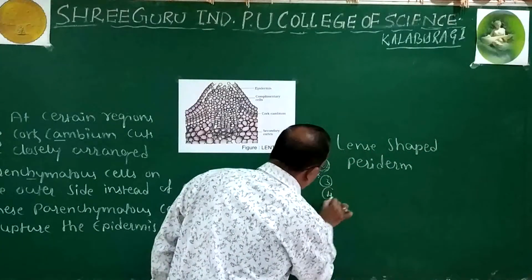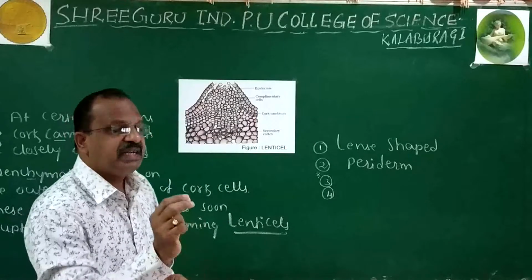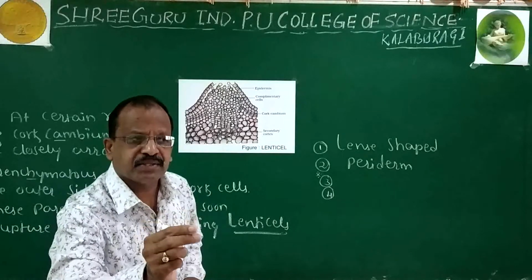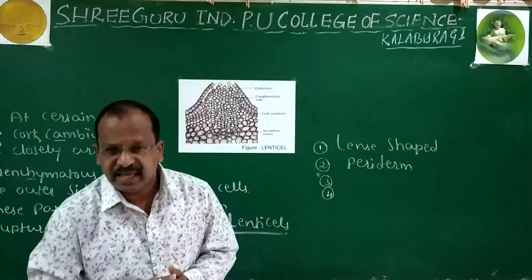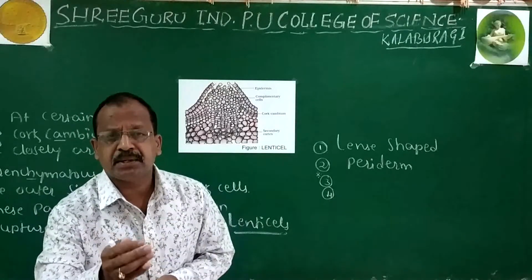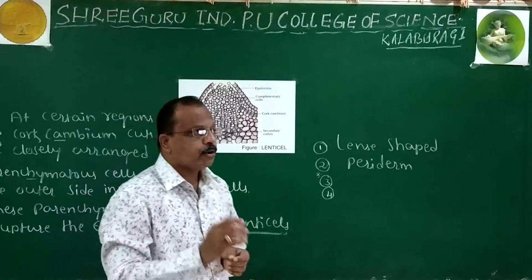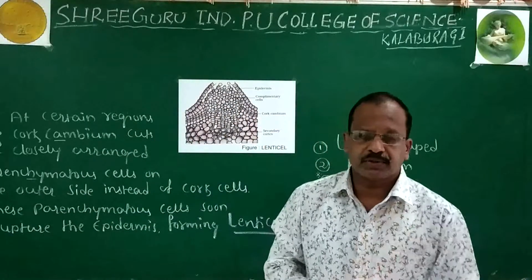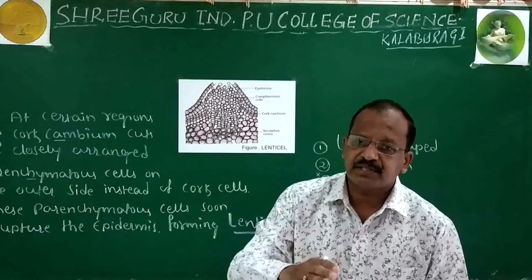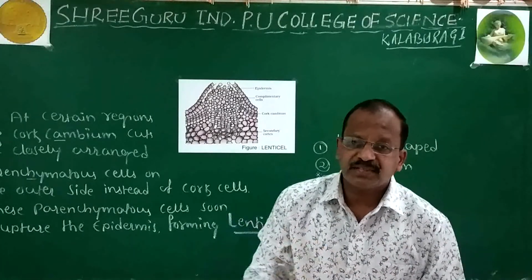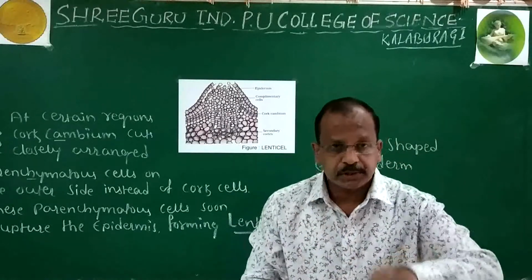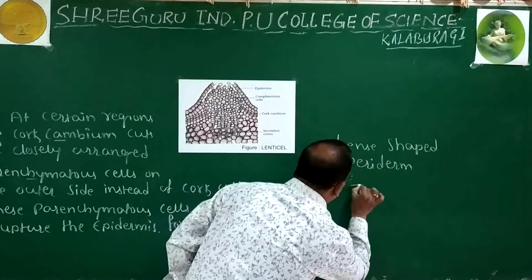Lastly, function. Lenticels are also called ventilatory structures because they are specially meant for aeration, or they help in the exchange of gases between the environment and the internal tissues. In addition to that, they are also involved in transpiration.